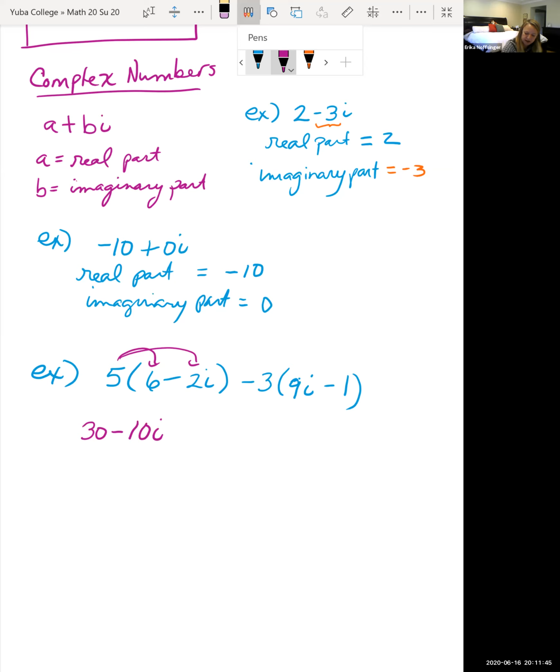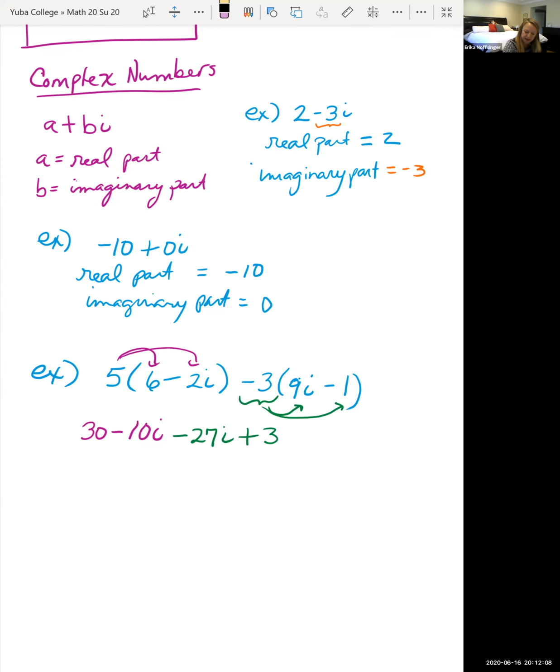Distribute, carry the sign when you're distributing it, the -3. And so distributing -3 times positive 9i, well, -3 times 9 is -27i. And we have -3 times -1. Well, negative times negative is positive, so +3.